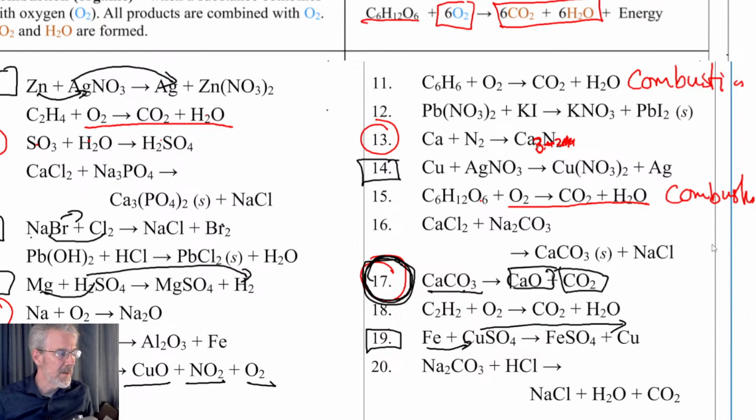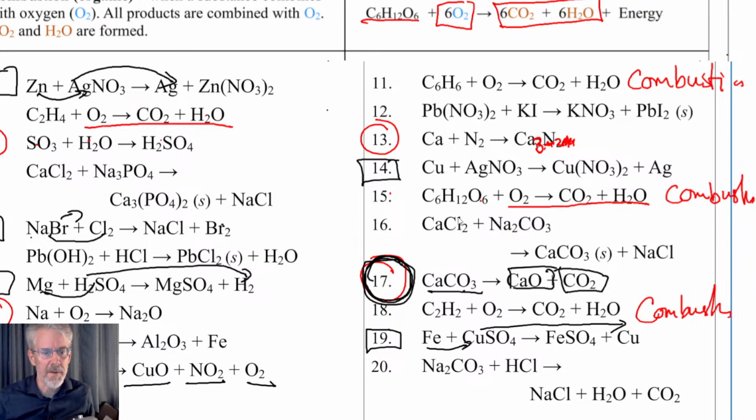So 2 is a combustion, 11, 15, and 18 would be combustion as well, because we have our oxygen, carbon dioxide, and water. So those are the ones. If you know those, that's pretty much it for combustion. You don't have to worry about that too much more.